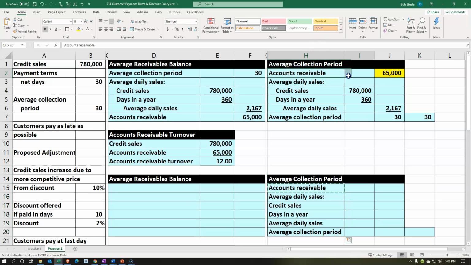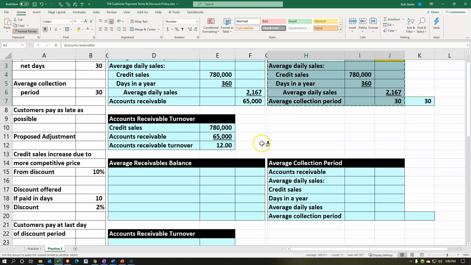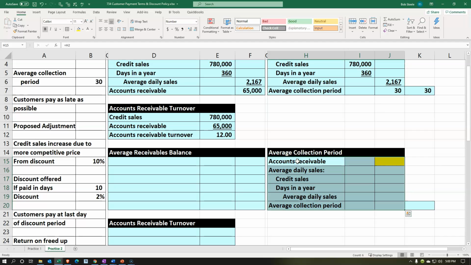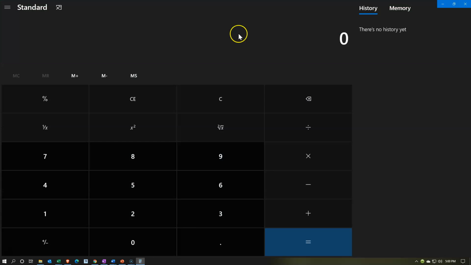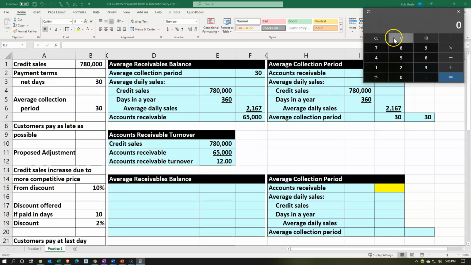Then I'm going to format paint it, selecting this entire blue box, Home tab, Clipboard, Format Painter. Then I'm going to format paint this entire blue box. And then I'm going to go down here and say, all right, the credit sales are now going to be 780,000 plus 10%. So if we pull out the trusty calculator, that's 80,000 times 0.1 plus 780,000. One way we can calculate it, or we can take 1 plus the 0.1, and that'll be 110% times the 780,000.